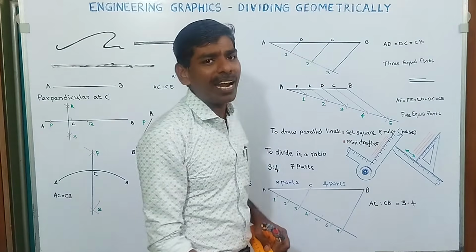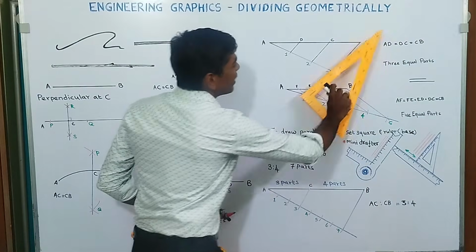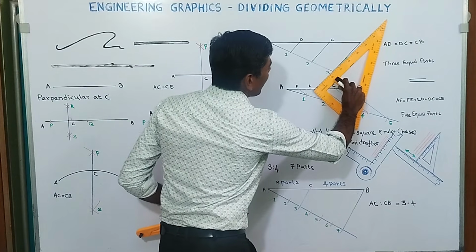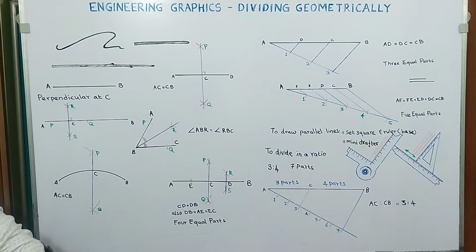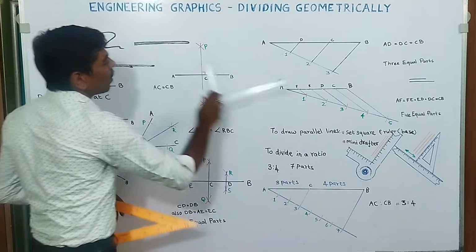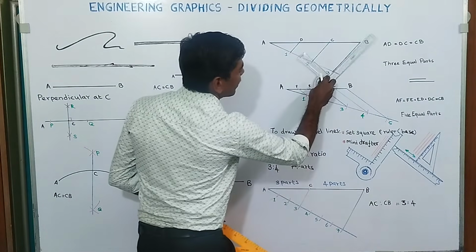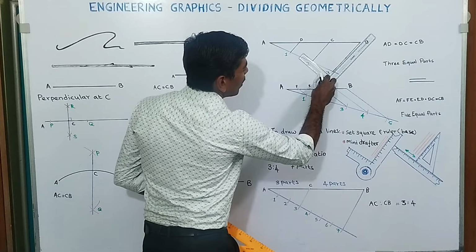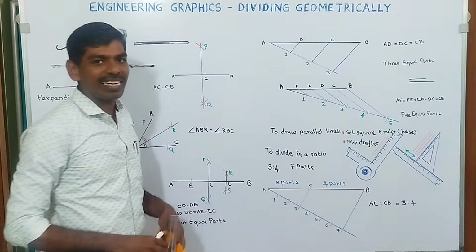How can we create parallel lines? We can use a mini drafter or else even a set square. You can use a set square, you can do it. How to do it? Of course, we know that having a mini drafter, we will be able to create it like this. Just as we do it, we can drag it. We can have this way, then we can drag it, we will be able to create parallel lines.